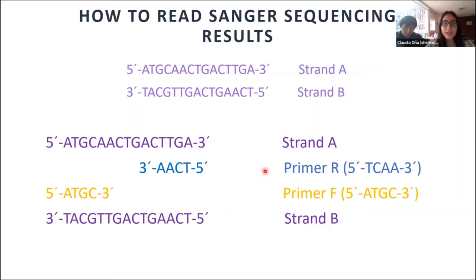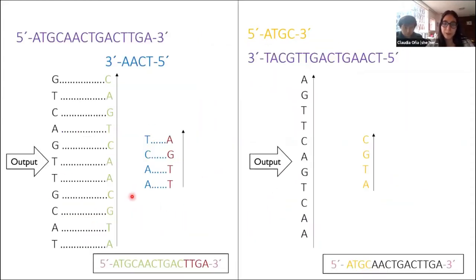You can sequence with just one of these primers, but it's better if you sequence with both primers, because you will receive two outputs, one from the forward primer and the other from the reverse primer. In this case, the output will be the same sequence as the main strand. And in this case, you should transform the output to the reverse complement to have the sequence of the main strand. So we will compare these two sequences and have a double check.